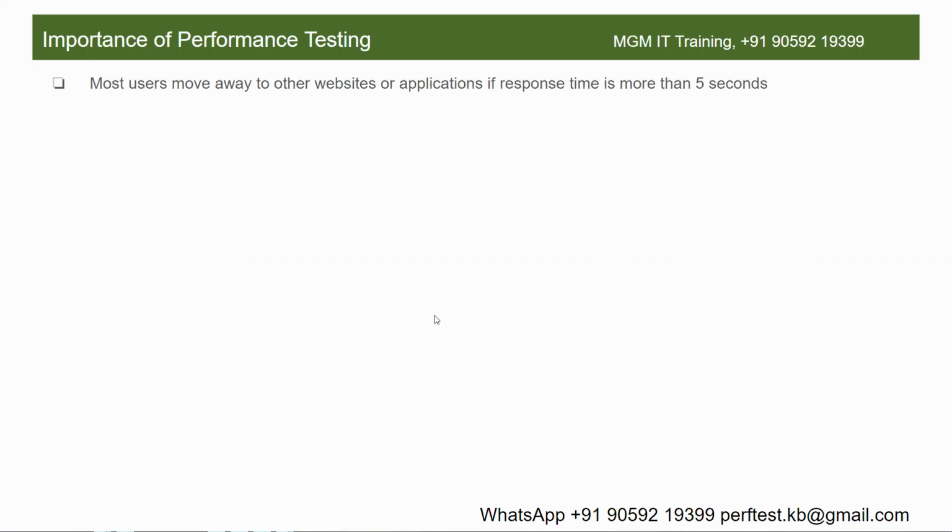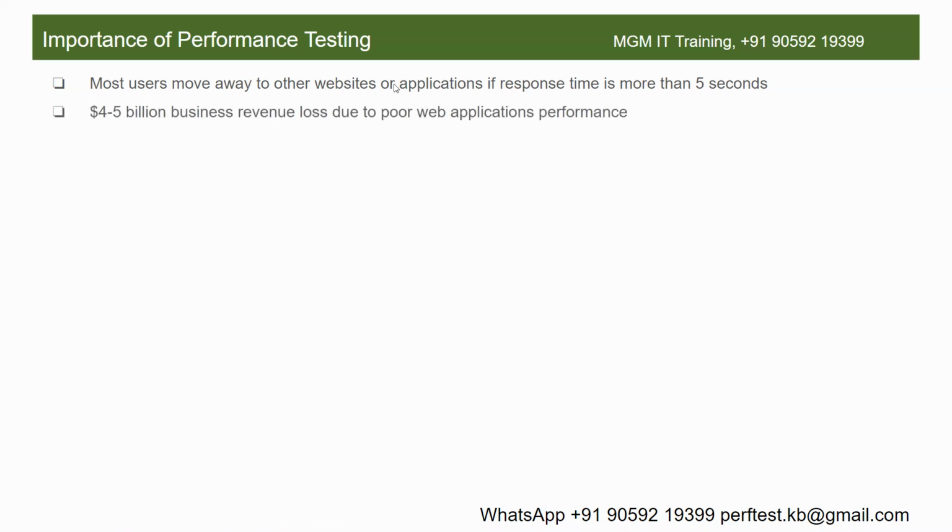When you are trying to use an application and it is not responding within seconds, what do you generally do? You will switch to another application, Amazon or some other competitor, isn't it? So that's what I mentioned here. Most users move away to other websites or applications if response time is more than 5 seconds, right?